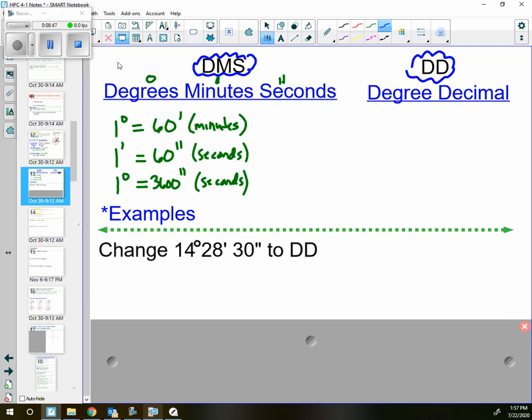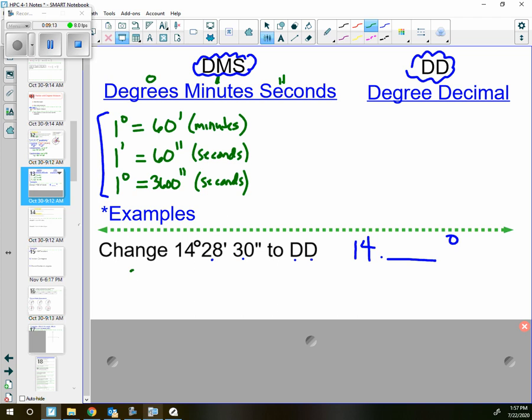So we have 14 degrees, 28 minutes, 30 seconds. So that's how you'd say it. They'd say change that to DD. What they want then is they want 14 point blank degrees. So they don't want it to be in minutes and seconds. They want you to convert over the 28 minutes and the 30 seconds to what part of a degree that is. So we need to use our conversion factors, right, that we talked about to be able to convert that over.